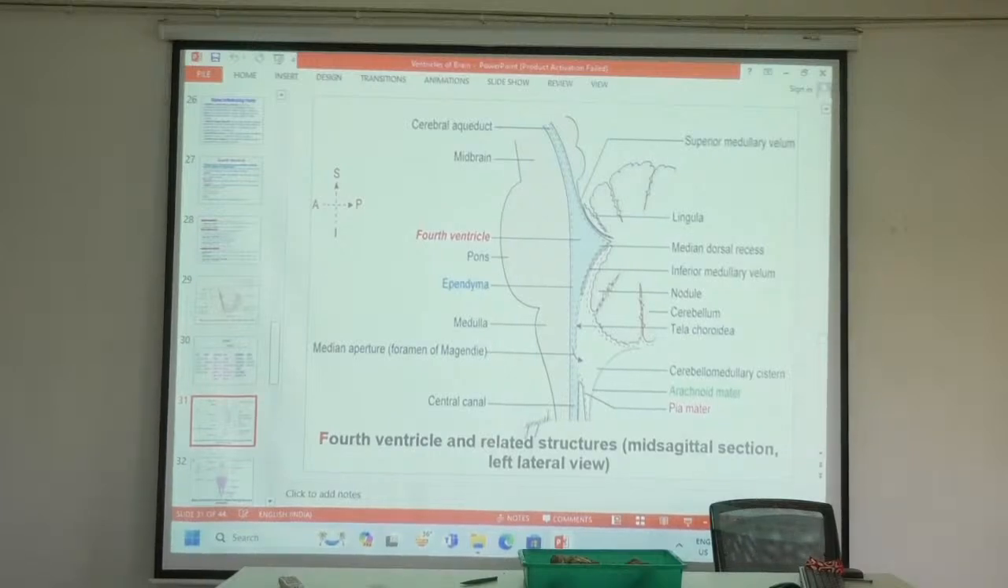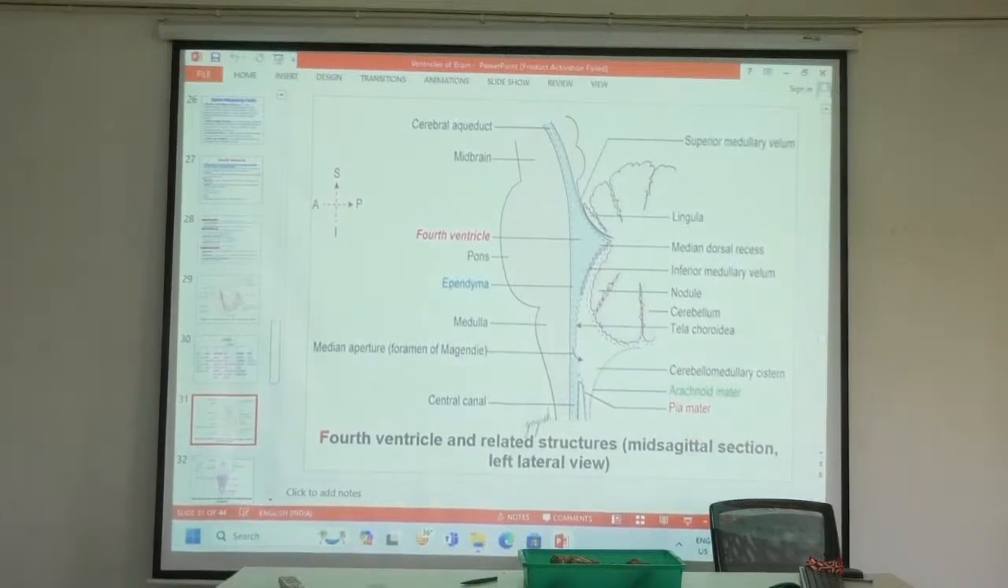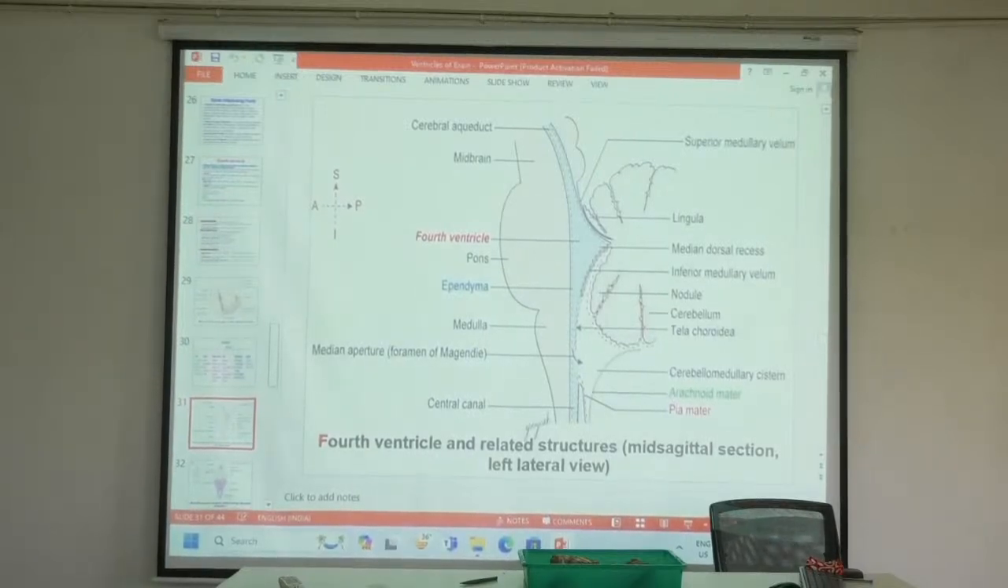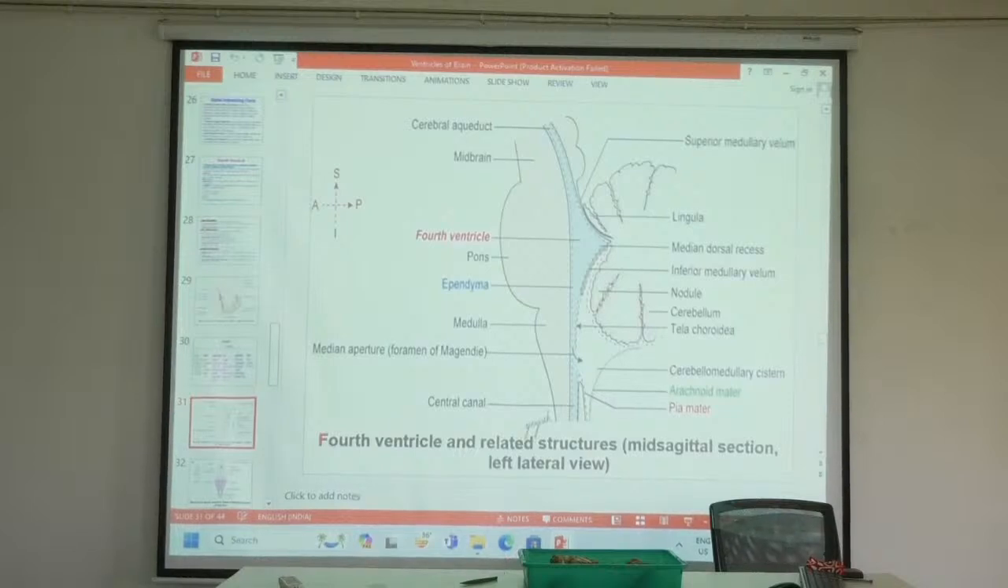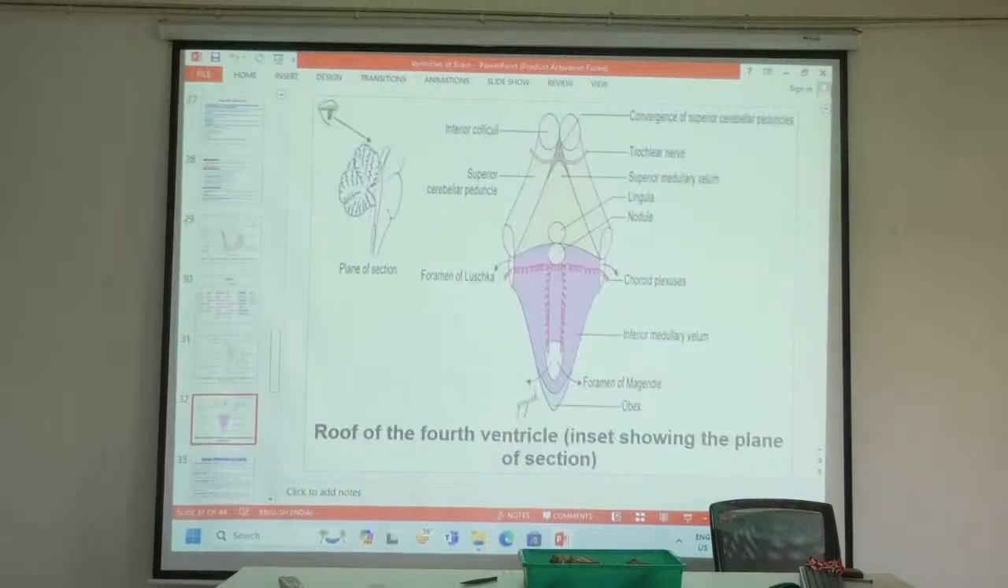Okay, and this blue lining is the ependymal lining, and here in the lower part there is one important cistern present, the cerebellomedullary cistern. This also contains the CSF. Okay, and in the lower part it is continuous with the central canal of the medulla oblongata. Next you see.